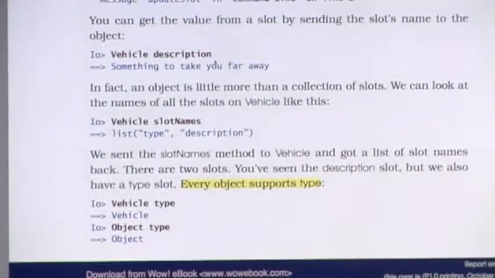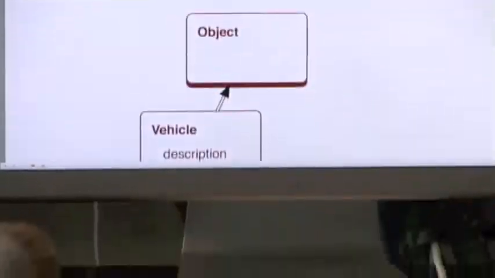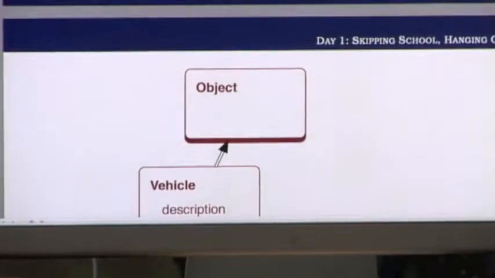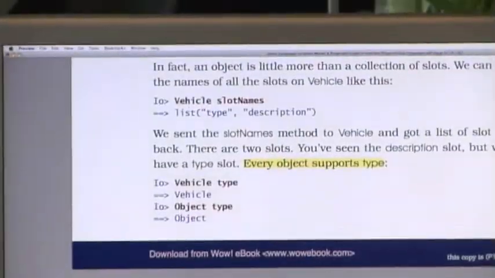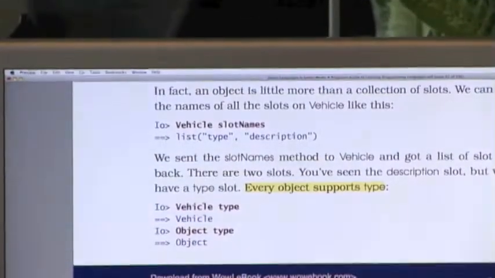So yeah, as they demonstrate here, if you try to assign something to a non-existing slot, it throws an error because the slot does not exist. Imagine that. And if you want to get the value back, you can just pass the description message to the vehicle receiver, and that returns the value of that slot. And if you would like to see the full list of slots, you can just do slotNames and pass that to the object, and it will return a list of all the available slots.